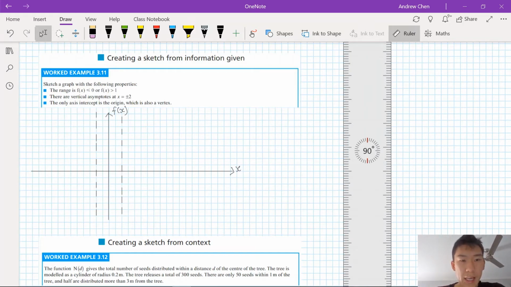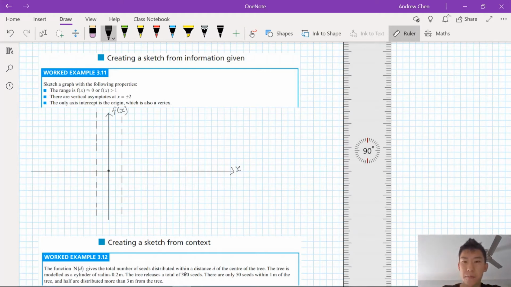The only intercept on the axes is the origin, so let's put a point there. It's going to pass through that point, and it's also a vertex, aka turning point. So f of x can equal 0, but it can't equal 1. That means anything from 0 to 1, we shouldn't have anything there.